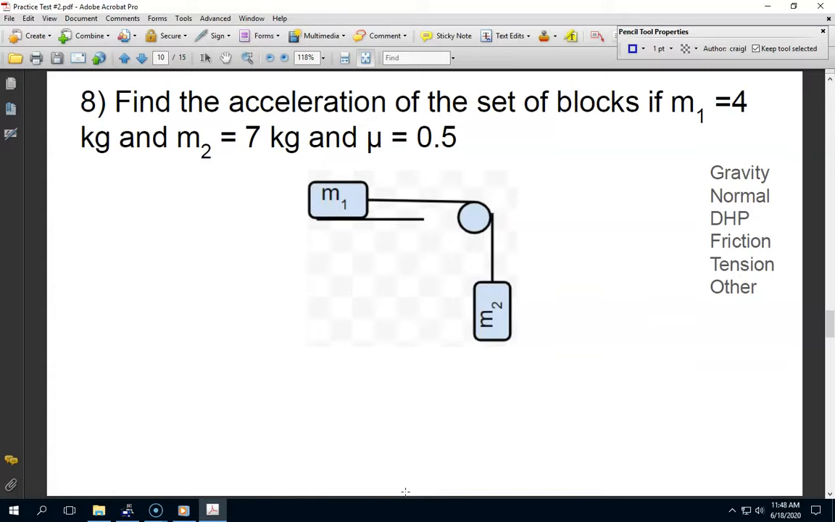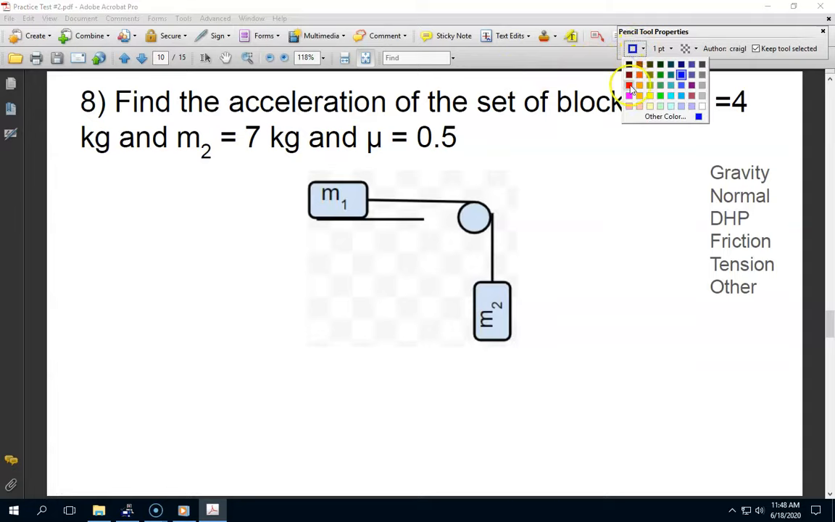Here we have one of these. There's a block on the table, and there's a block that's hanging. The string runs over a pulley. I've got my list over here again. We run through the list. I'm set up in blue, so we'll do block 1 here in blue, I guess. Notice that it's going to move to the right.